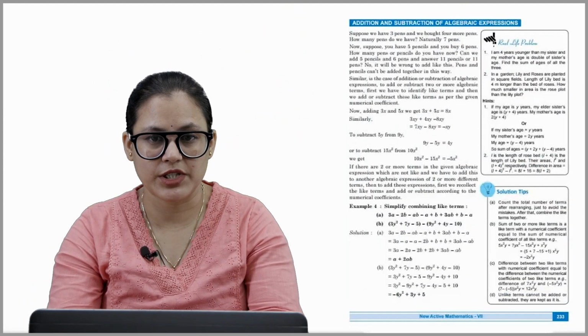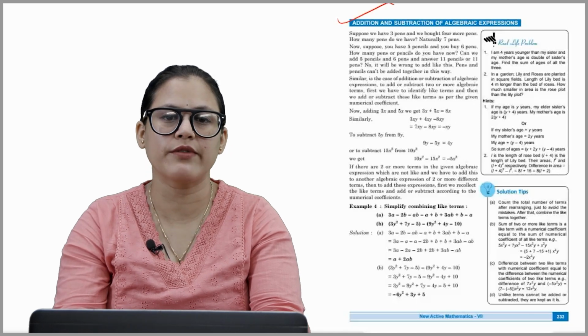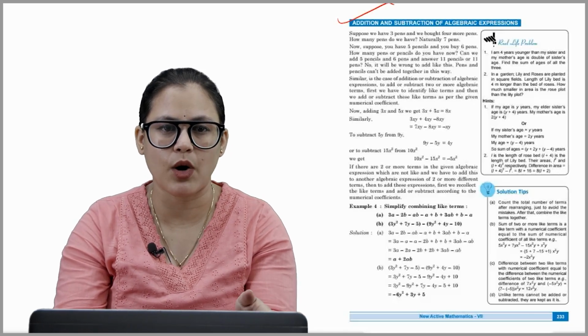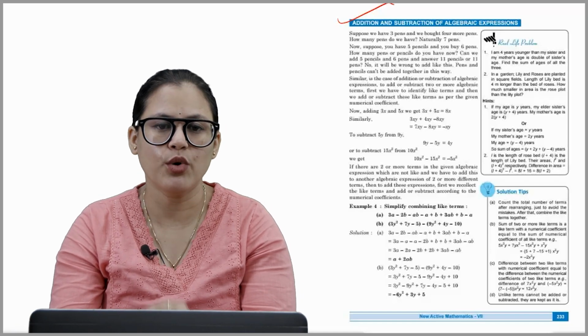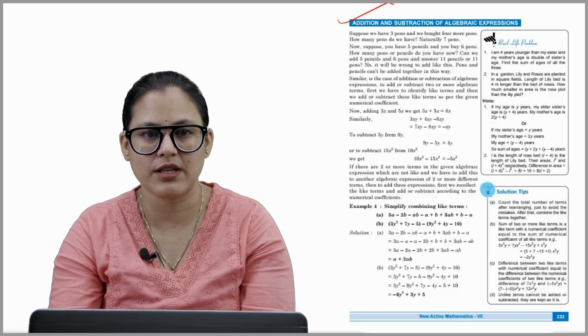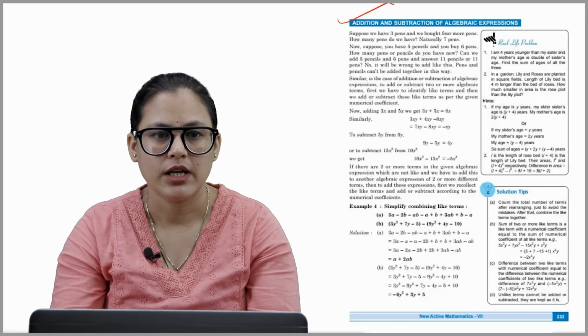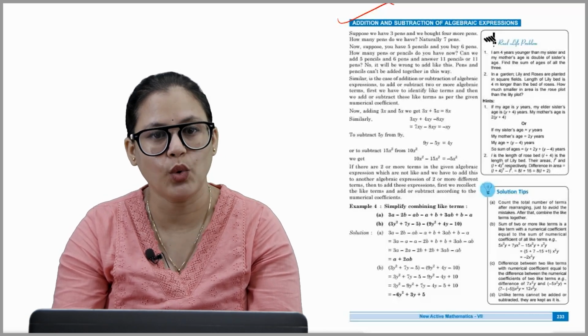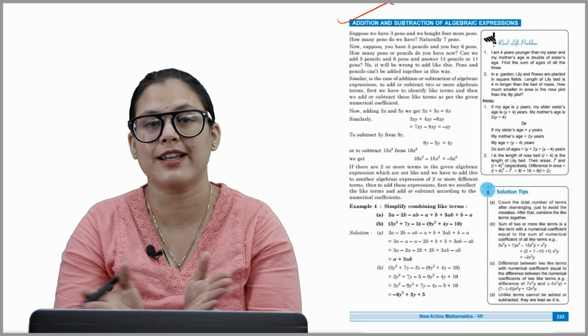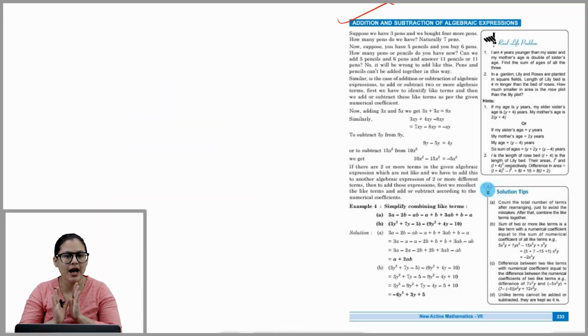Okay, and the numerical coefficient is minus 3, not 3, right? Addition and subtraction of algebraic expressions. Suppose we have 3 pens and we bought 4 more pens. How many pens do we have? Naturally 7 pens, because 3 plus 4 is 7. Now suppose you have 5 pencils and you buy 6 pens. How many pens or pencils do you have now? Can we add 5 pencils and 6 pens and answer 11 pencils or 11 pens? No, it will be wrong to add like this. Pens and pencils can't be added together in this way.